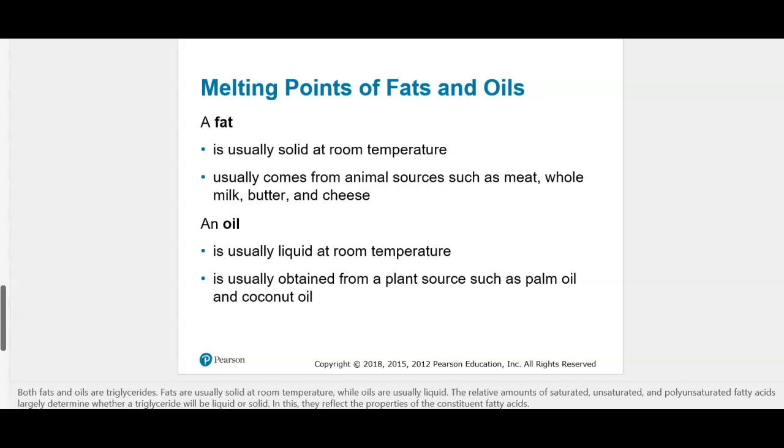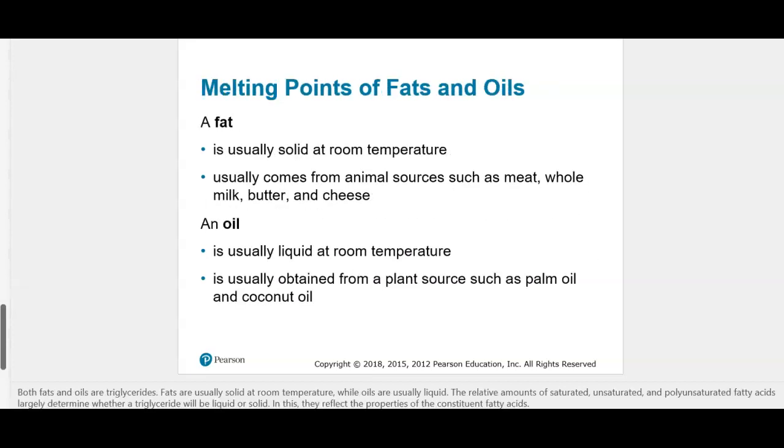The difference between fats and oils is largely melting point. Fat is usually solid at room temperature, and oil is usually liquid at room temperature. An oil is usually obtained from a plant source. There are also animal oils, fish oil, for example. And oils are going to tend to have more unsaturated fatty acids.